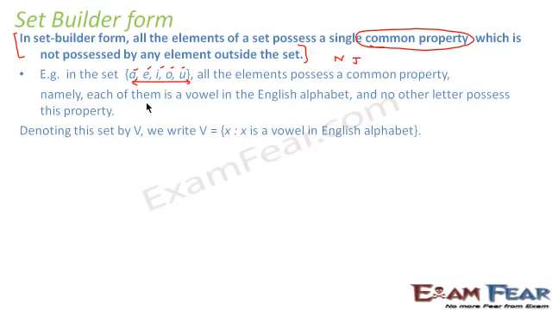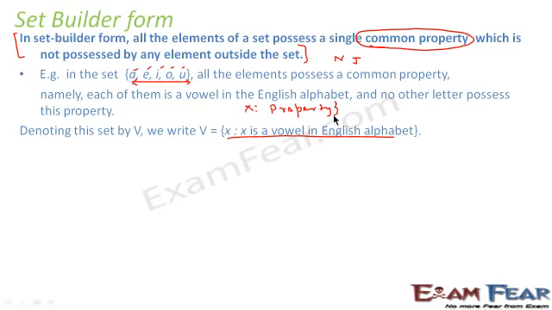For example, for the same set A, E, I, O, U, this is roster form. Why is it roster form? Because all the elements are listed, separated by comma and enclosed by braces. Now for the same roster form set, if you want to write in set builder form, we will do something like this. We will say set is equal to curly bracket start, x colon x, and then we write the property.